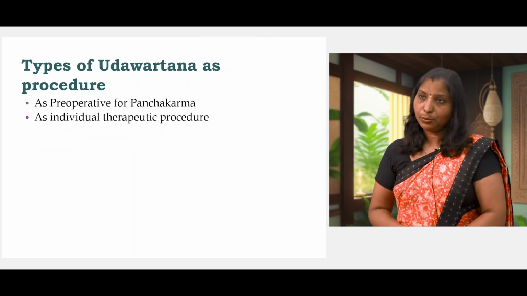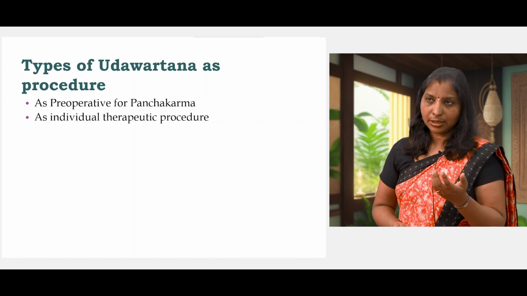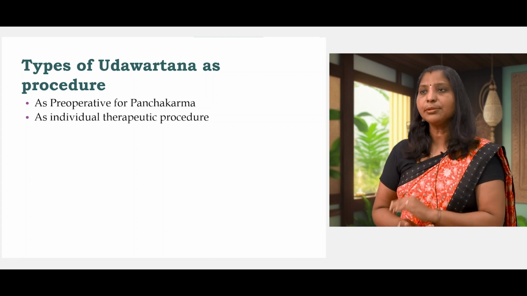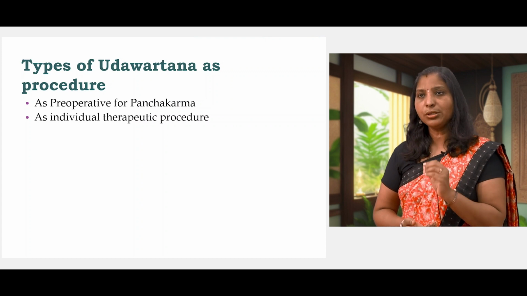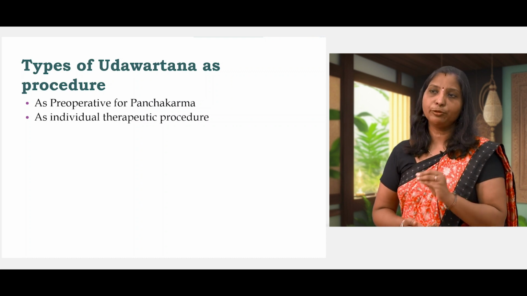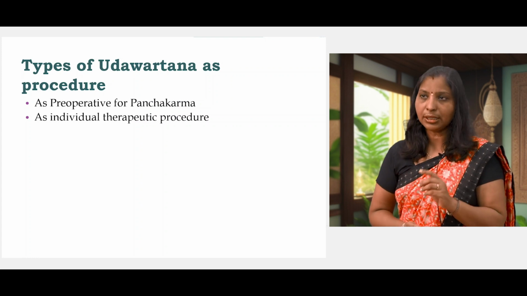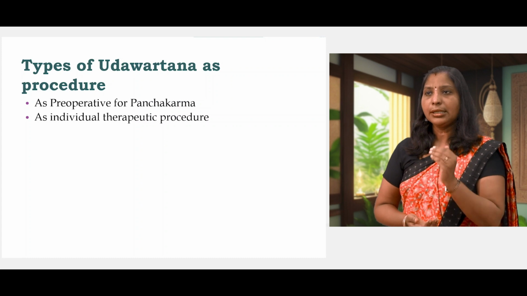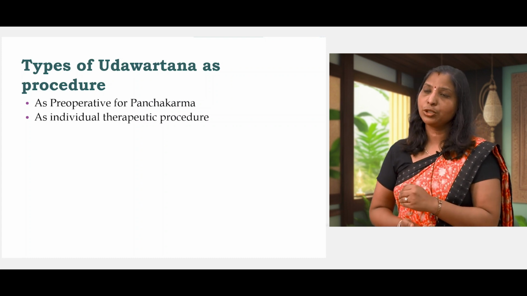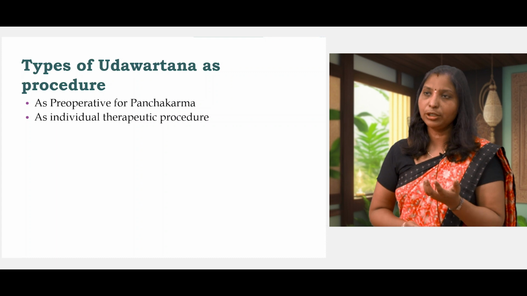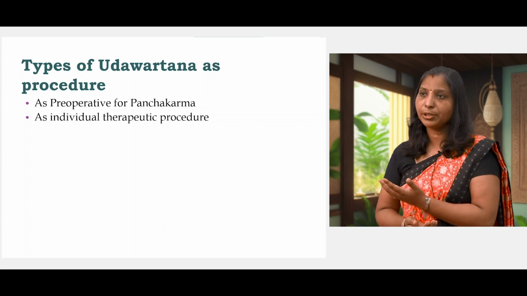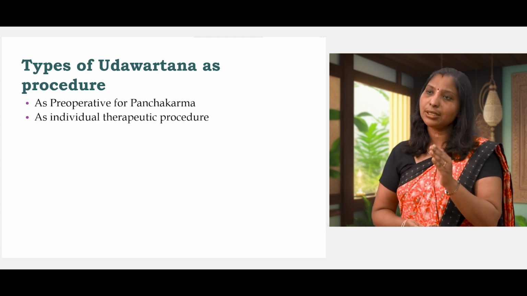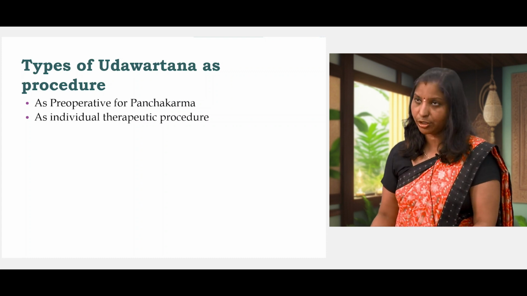Types of Udvartana as a procedure. As I explained previously also, there are two types of Udvartana procedure. One is the preoperative, when we use it before Snehapana or before Panchakarma to get proper Rukshana; that is Udvartana as a preoperative procedure. Or sometimes we use it as an individual therapeutic procedure, where we use it to lose weight in the obesity patient or in the muscular dystrophy patient, or when the deeper dhatu is involved in the disease; there we use it as an individual therapeutic procedure.